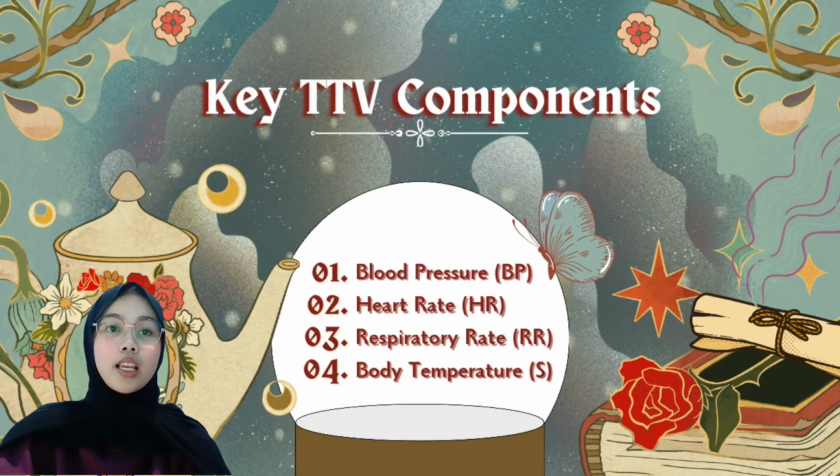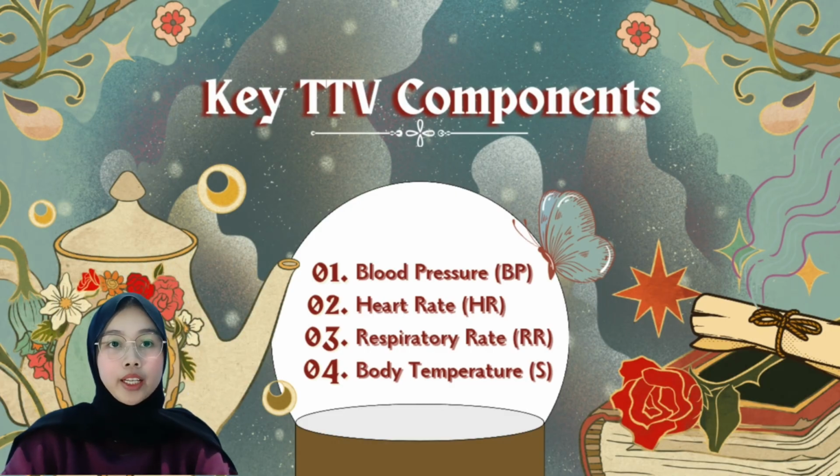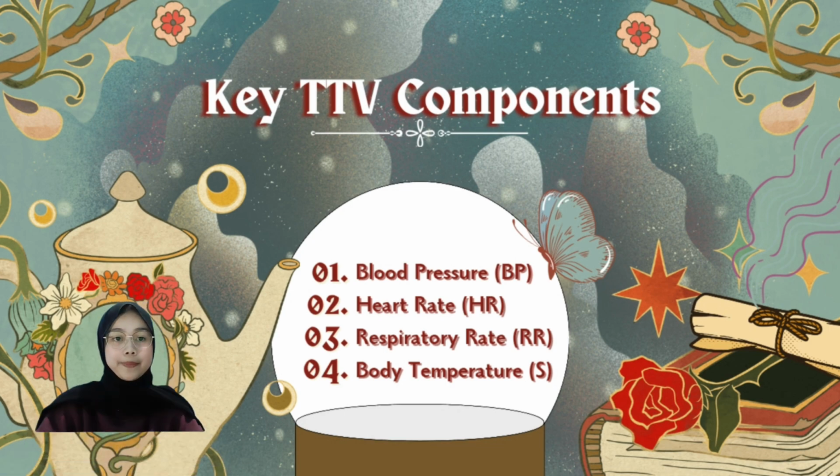Okay, these are the key vital signs components. First, there is blood pressure, second, heart rate, third, respiratory rate, and fourth, body temperature. These four components represent the main functions of the body: circulation, heart activity, breathing, and metabolism.